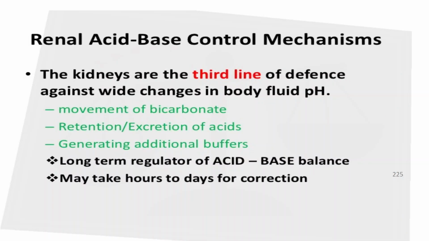The next level, even if this also is not enough, then the next part would be the renal level. The kidney would be acting as a third line of defense against the changes of pH, by regulating the excretion of bicarbonate or retention of the acidic substances in the kidney, and it has a long-term effect. Usually, the renal mechanisms do not come into the picture immediately. They take about hours to days for the correction.